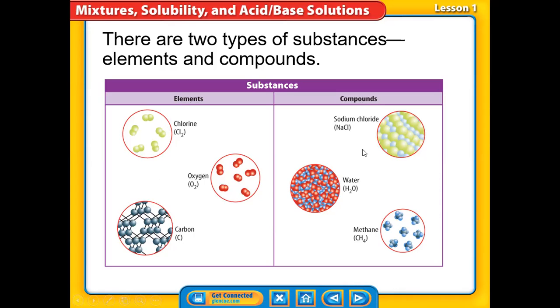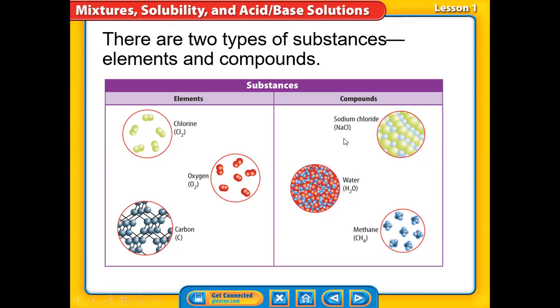But in compounds, as you can observe in this illustration, you find, for example, H2O, in which two hydrogen atoms combine with one oxygen atom. They are two different elements, hydrogen and oxygen, bonded together to form a compound. Also here, sodium chloride: one sodium atom with one chlorine atom form sodium chloride, which is also a compound. Methane, for example, has one carbon atom in the center bonded to four hydrogen atoms. All these are compounds.